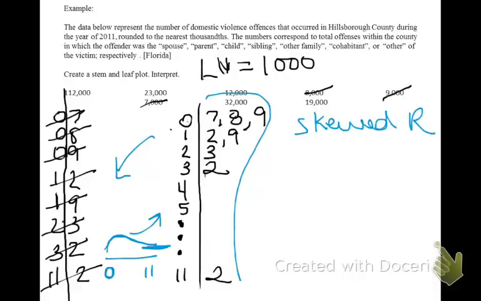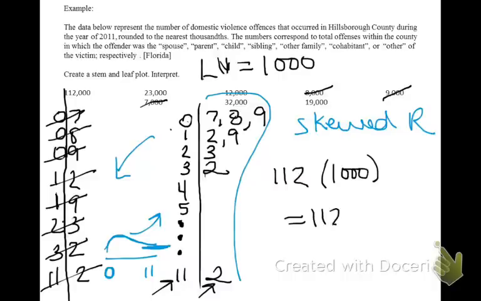Some other things I could ask you to do are identify the value of your largest observation. In that case, you would go to your largest stem and your largest leaf and combine these together to get 112. Then multiply this by your leaf unit of 1,000. Together, this means the value of your largest observation is 112,000.